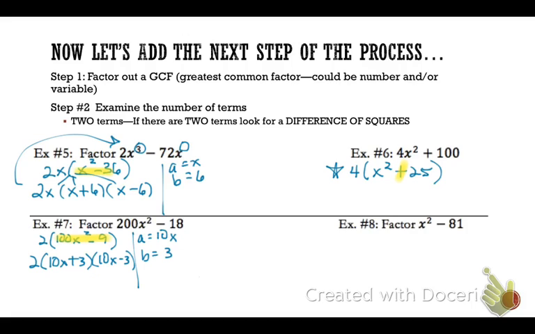All right, last one. Example 8, x squared minus 81. The biggest number that'll divide into both of those is 1. There's no common variables, so there's no greatest common factor. So we just move to step 2. It has two terms, so we're going to look for difference of squares. And we've got it, because we can square x to get x squared. We can square 9 to get 81. So this will factor as x plus 9 times x minus 9.